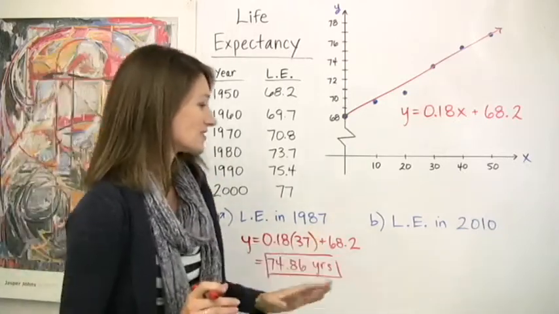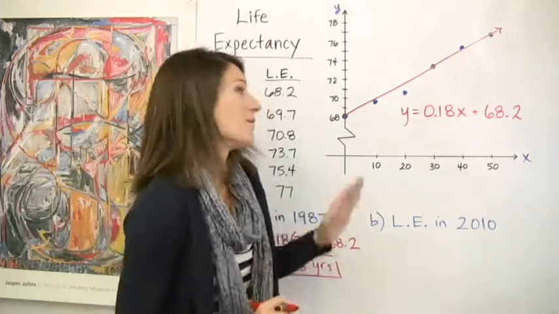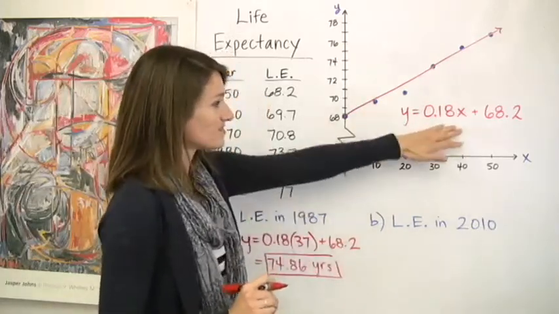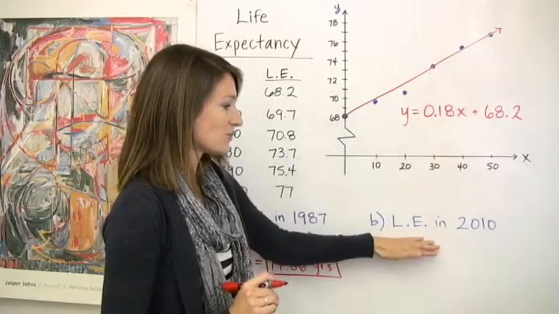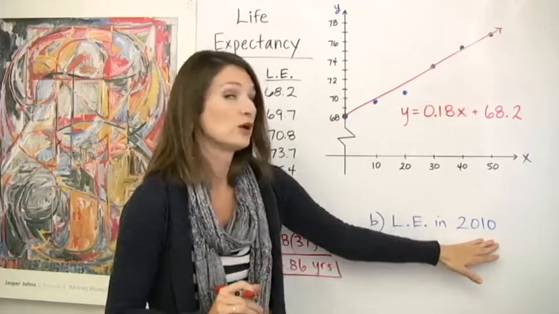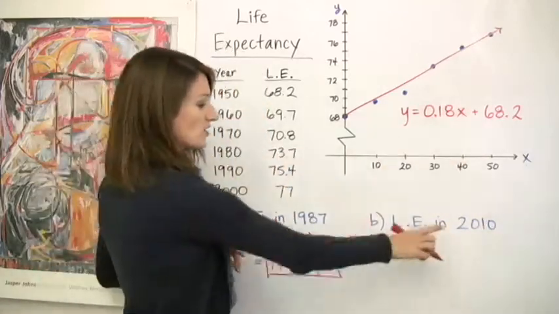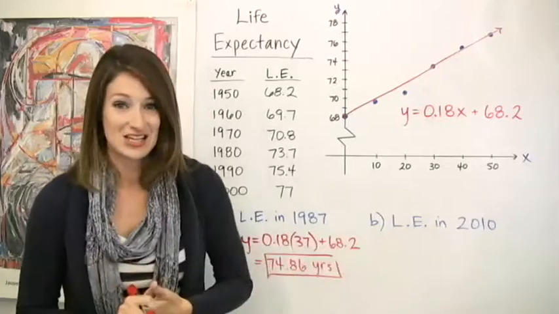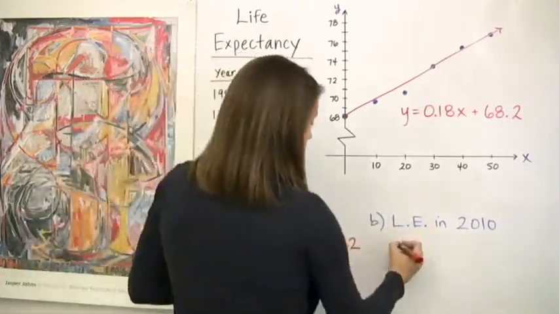So let's go to a second problem, and we're going to extrapolate a value by extending what we know. Based on our equation here that we found, we're going to find the life expectancy in 2010, which is a year beyond our given data set. So in 2010, that's 60 years after 1950. So our x value becomes 60.